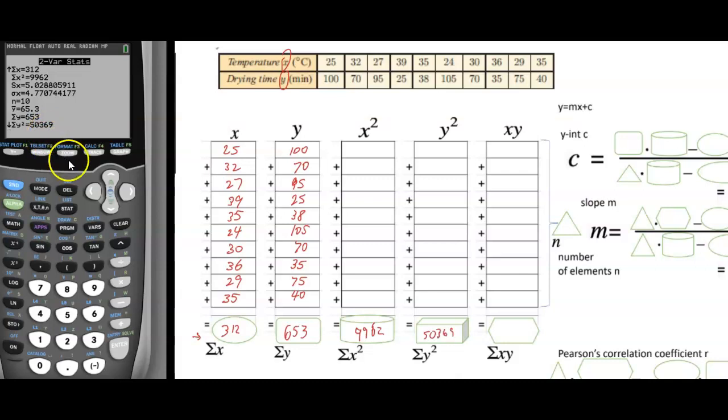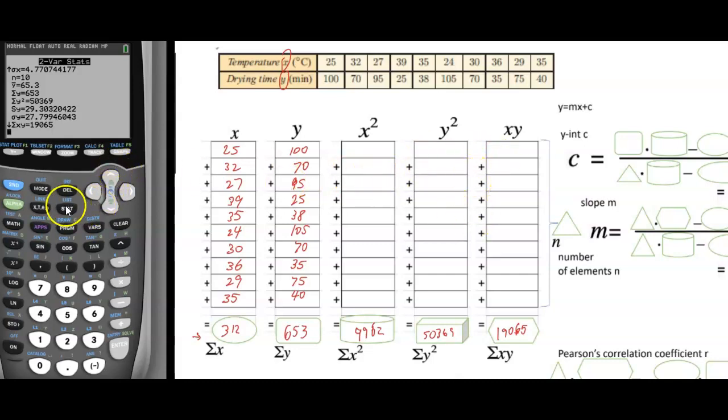And finally, my sigma xy is 19065. So I actually have everything I need to do my C, M, and R calculation, but I'm also going to fill in the rest of the sheet, because when you do it by hand, I'm doing air quotes, you want to have this entire thing filled in.